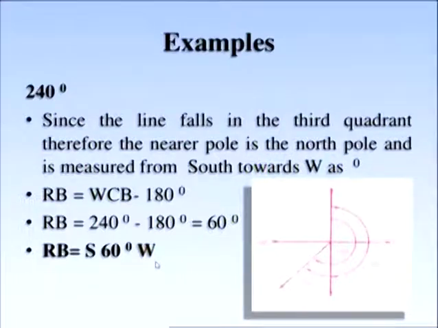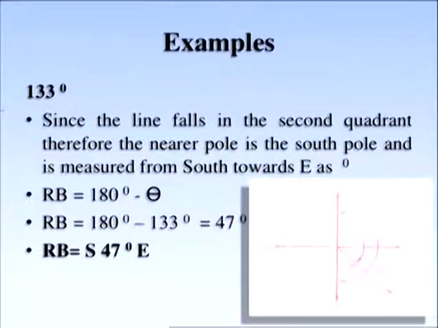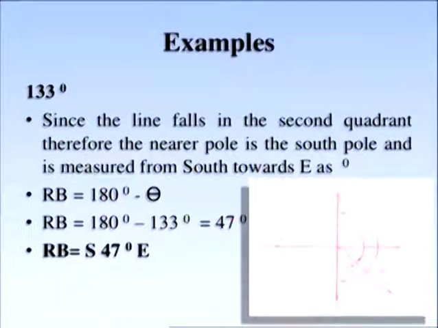In the same way, take an example in each and every quadrant, so you are able to understand how we can find it. Suppose your line is lying in the second quadrant, say 133 degrees. Now see the figure. It is north, south, east and west, and 133 degrees is given like this. This is our line.